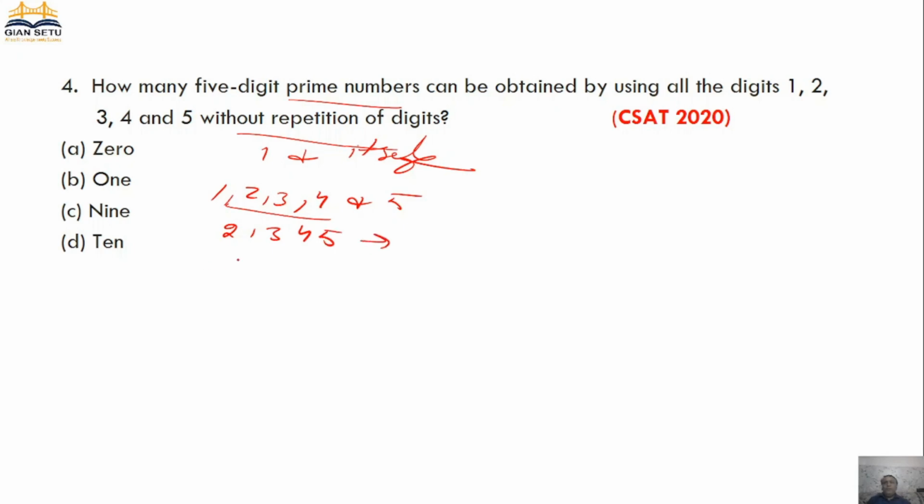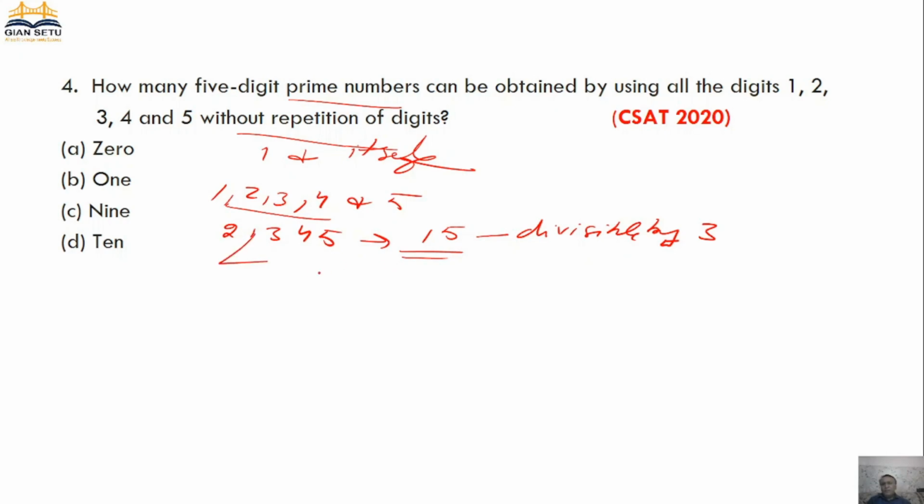Now the sum of all the digits of this number is 15, and 15 is divisible by 3. Now according to the divisibility rule, if the sum of the digits of a number is divisible by 3, then that number will be divisible by 3.